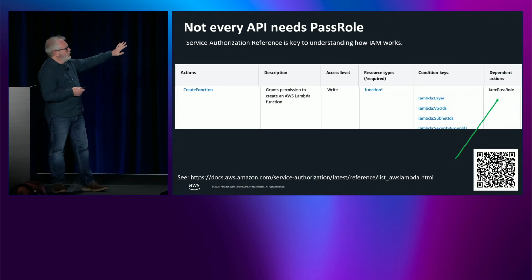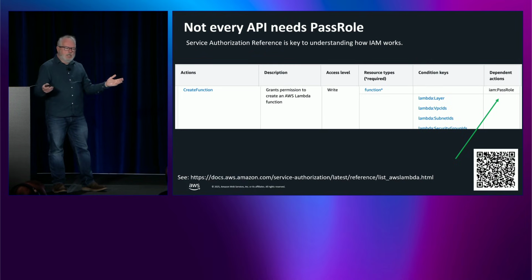And so if you come to the service authorization reference for a particular thing and you don't see pass role, you don't need it in your identity policy. And so you can pull that out. It's really important because if you do have pass role in there and then something else leaks in, like EC2 create instance, suddenly you've got an ability to create a function or create an instance or something, a pivot point in your account that an attacker can use.